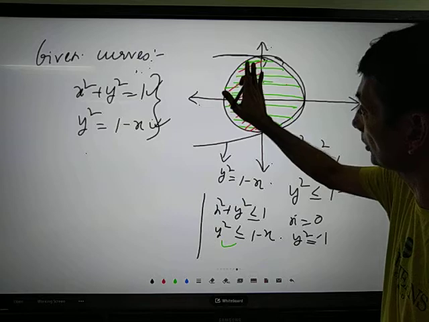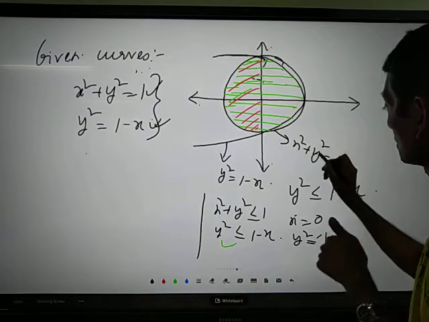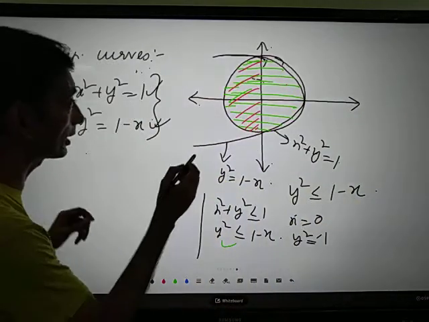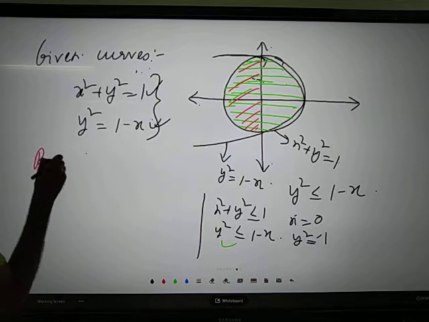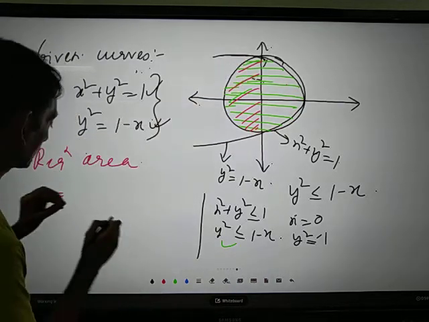Right, and this one will be the area of the semicircle. What is the radius of this circle? This is x squared plus y squared is equal to 1. So radius is 1. So we can find the required area. We can find out the area of the semicircle.